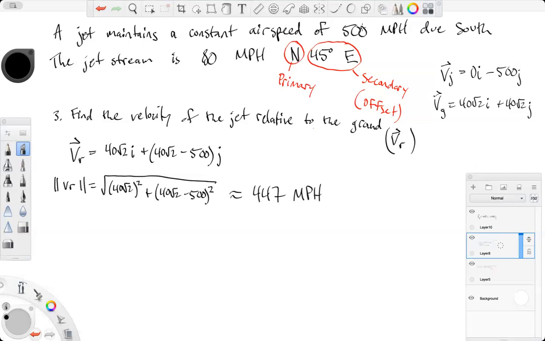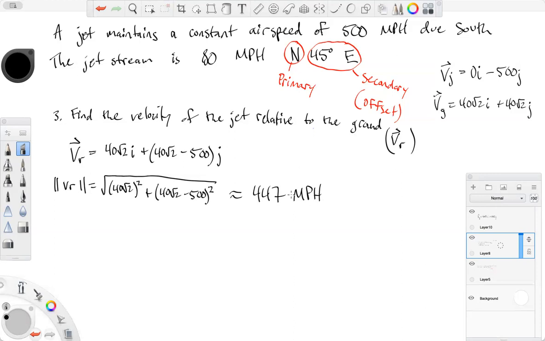If it's flying due south at 500 miles per hour, but the wind is pushing back up against it, primarily north with a 45-degree offset to the east, then it's going to slow the jet down a little bit, right? The two vectors are opposing each other. So that's the magnitude of the jet.